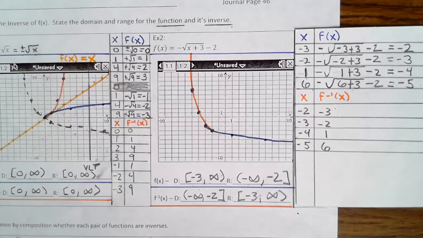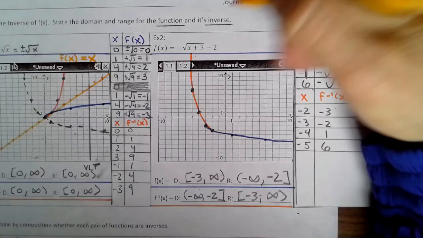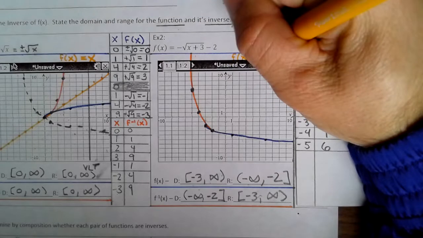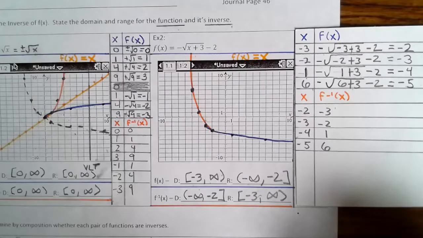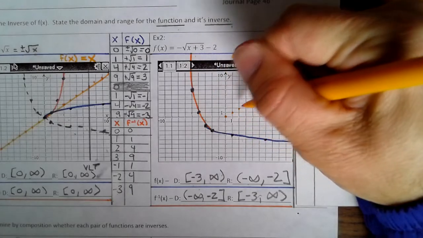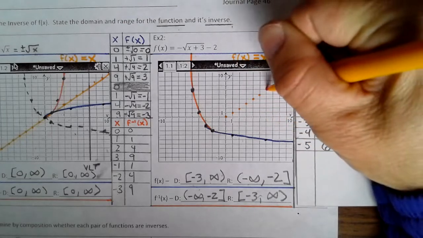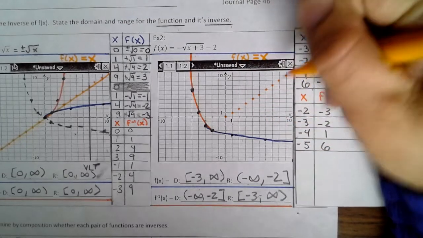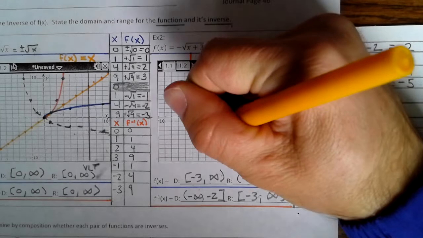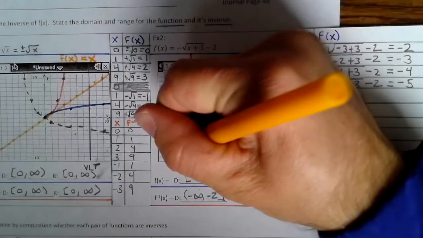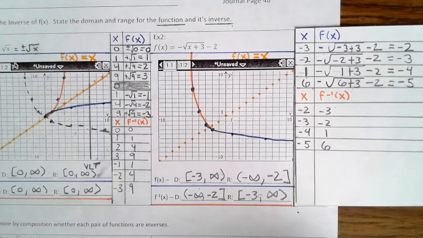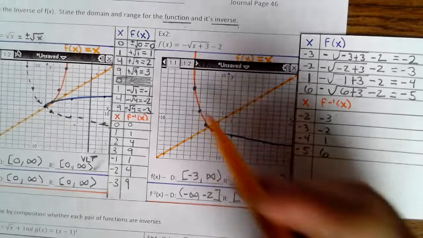So that's 0, 0, 1, 1, 2, 2, 3, 3, 4, 4, 5, 5, and so on this way. Okay, and if they're inverses of each other, they'll reflect over this line. You see they do, so they're inverses. Okay, so if you would, go ahead and finish up example 2.